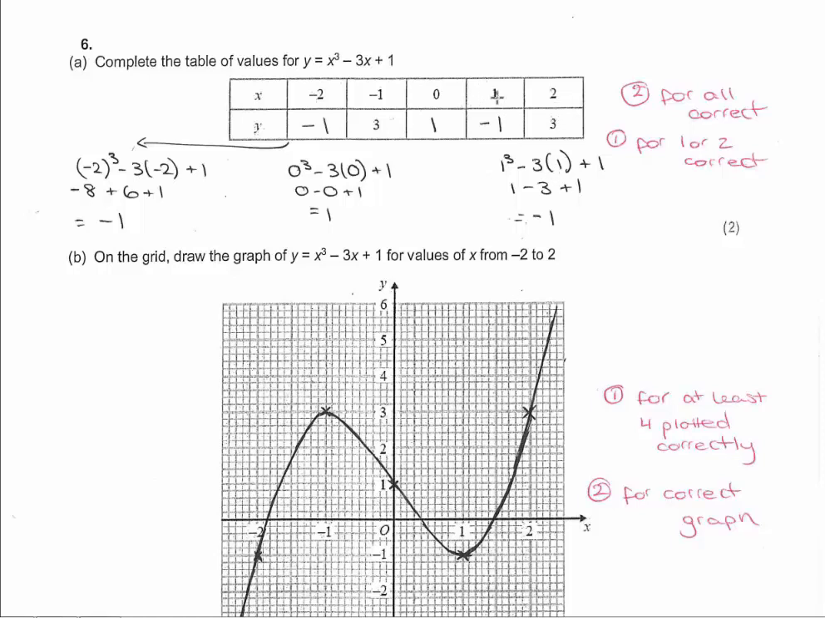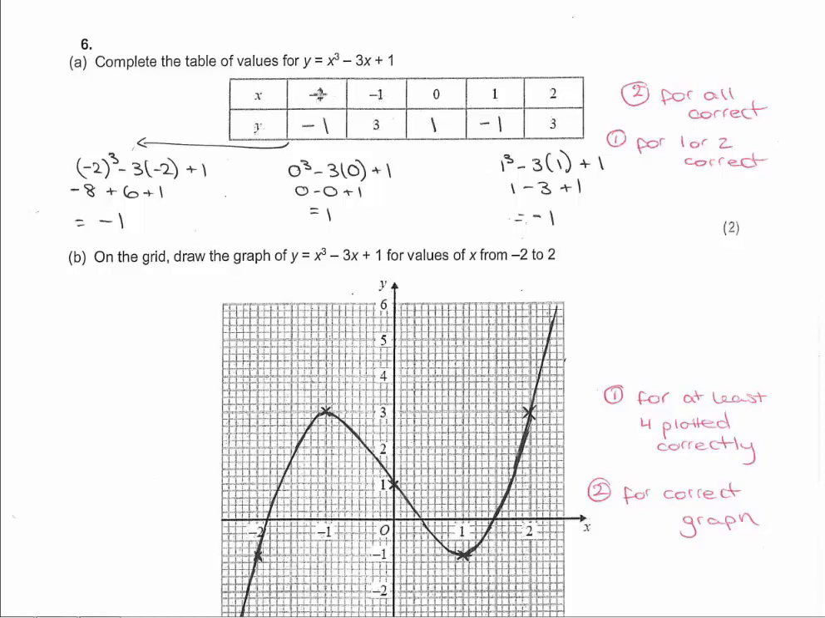Okay, when x is 1, y is going to be 1 cubed, take away 3 lots of 1, plus 1. 1 cubed is 1, so it's 1, take away 3, which is minus 2, add 1, minus 1. Minus 1 goes in here. When x is 0, x cubed will be 0, and minus 3x will be 0, so it will just be 1. When x is minus 1, you will have 3, they've given it to you already.